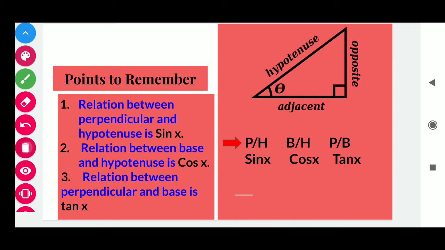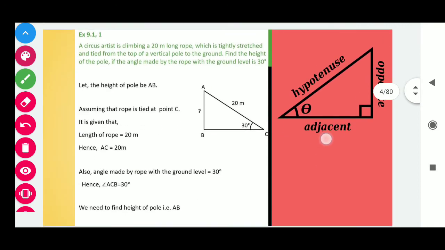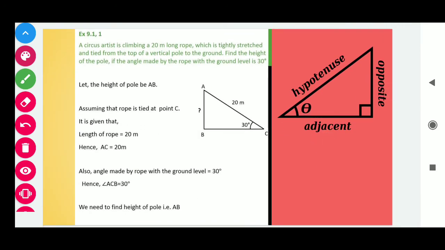Now students, we continue the same with question number 1. Exercise 9.1. A circus artist is climbing a 20-meter long rope. You can see here the diagram, which is tightly stretched and tied from the top of a vertical pole, this is the pole AB, to the ground. Find the height of the pole. We have to find the height of the pole. This is the question mark.